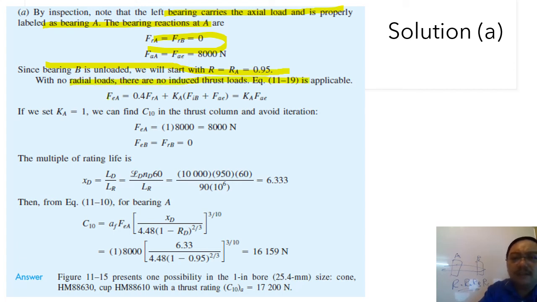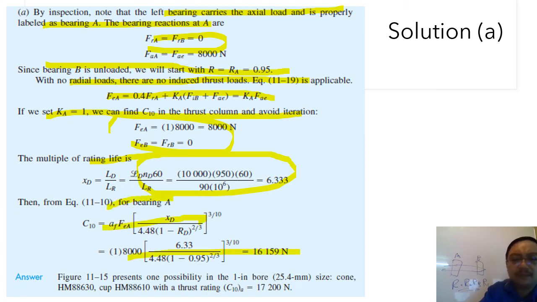Applicable for A is KA FAA. So we set KA equal to 1 and find C0 in the thrust column. Avoiding iteration, you get this. The multiplied life rating is 6.33 from equation 11.10. For bearing A, C10 equals this, and you get 16,000, and this presents one possibility as a 1 inch bore cone size cup. Where do you get this? You get it from figure 11.15. It is better that you have the textbook with you so you can refer to what I mean by 11.15.